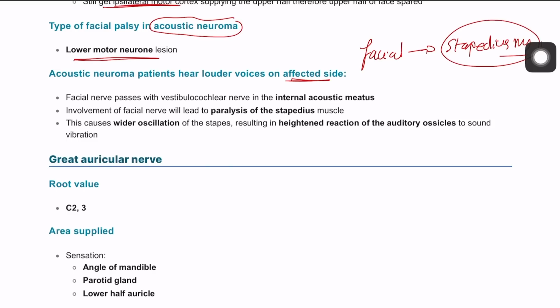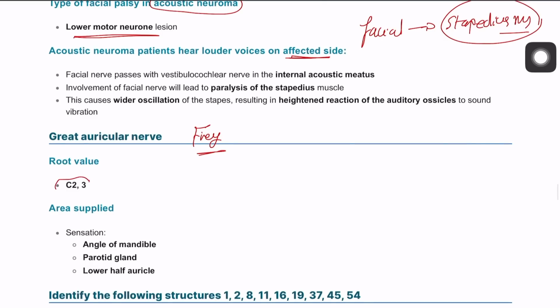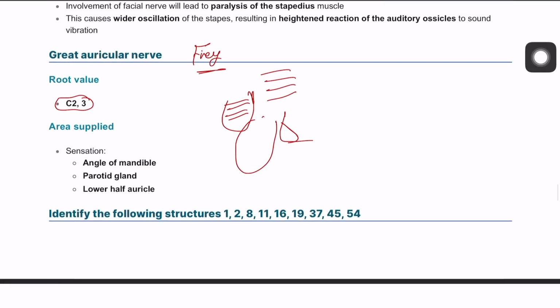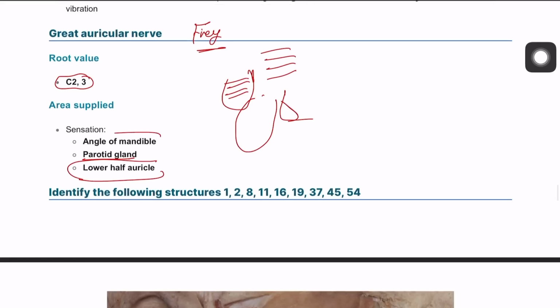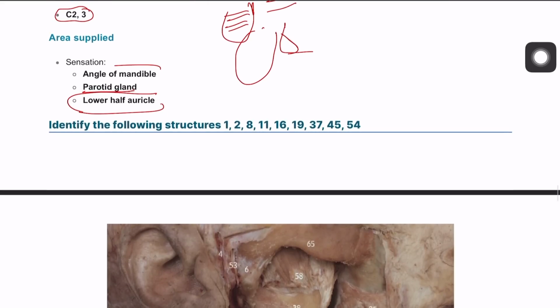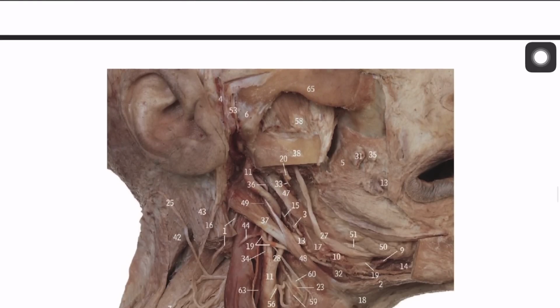Quickly, the great auricular nerve. We mentioned it. Remember Frey syndrome and its relation with the auriculotemporal nerve. The root value is C2 and C3, and the area supplied is basically the angle of the mandible, the area over the parotid gland on the outer side of the ear, and the lower half of the face: the parotid gland, angle of the mandible, and ear as well.